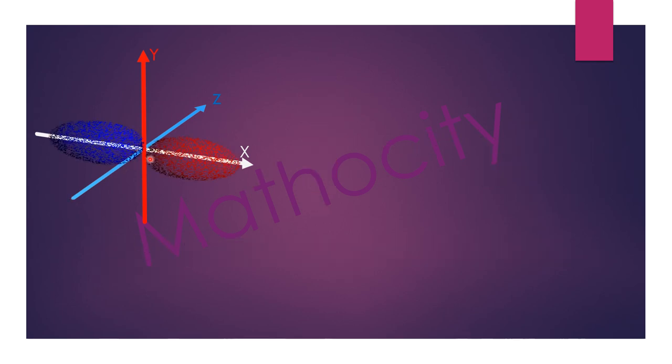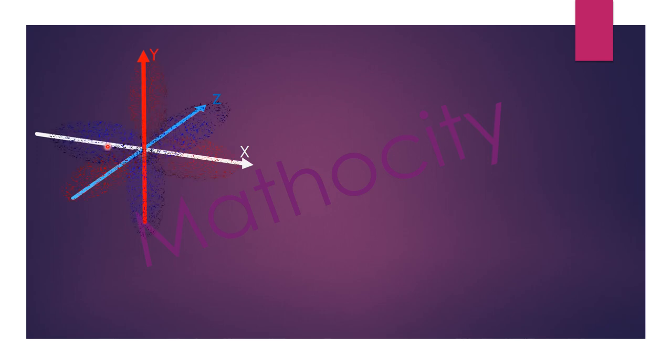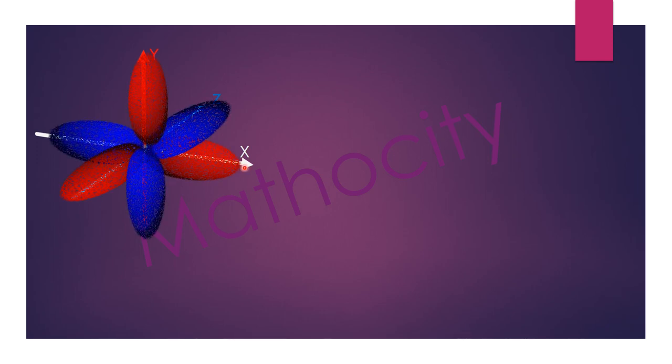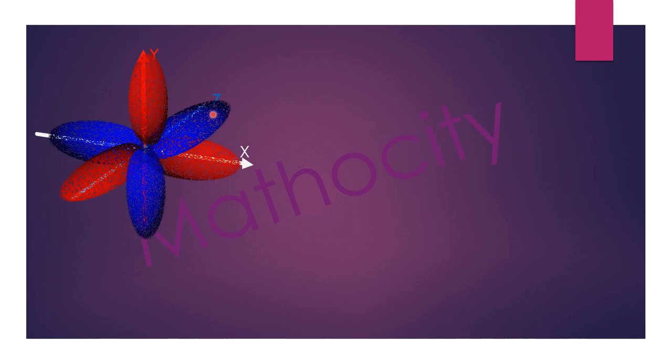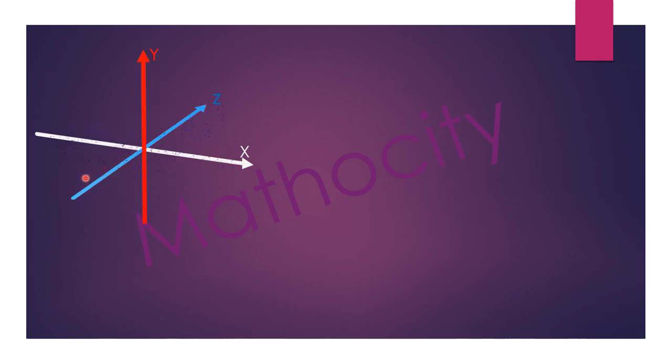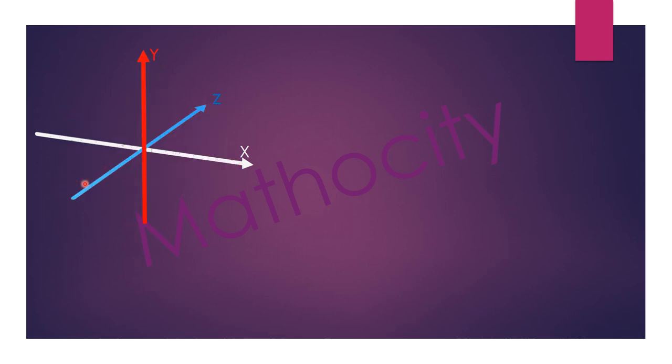See this. I am arranging all the p orbitals together. This is px orbital and this is pz orbital. Next, this is py orbital. If you observe this animation clearly, the electron cloud is oriented along the x-axis, the electron cloud along the y-axis, and the electron cloud along the z-axis. So there are three degenerate p orbitals.